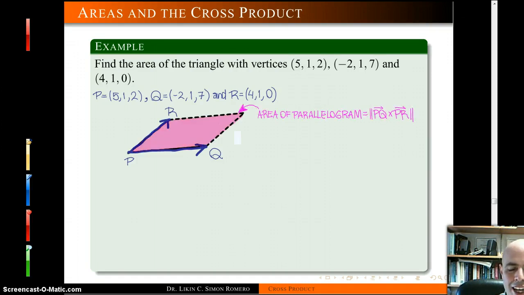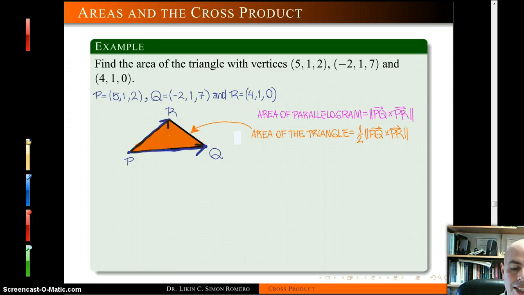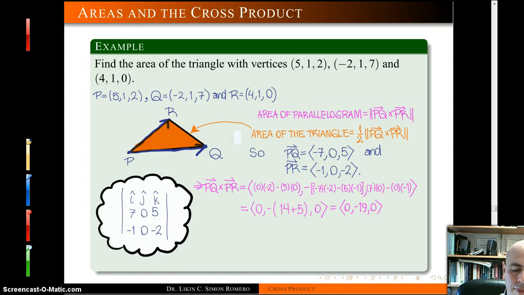So if you take the magnitude of PQ cross PR, that gives you the area of the parallelogram. Now, the triangle that we're looking for is just half of that area, so the area of the triangle is half of the magnitude of the cross product of PQ and PR. So in this case, PQ is equal to that, PR is equal to that, and the thing that we have is, again, this is our determinant.